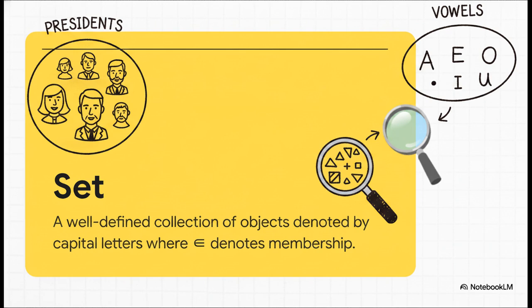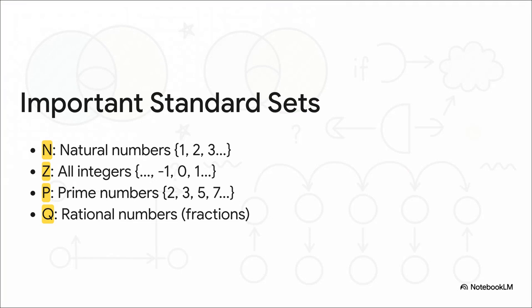of that set. And notice that little curved E symbol? That's our official shorthand in mathematical notation for stating that something belongs to a set. Now, to make this super concrete for your exams, there are some standard symbols you absolutely must memorize. You're going to see these everywhere.